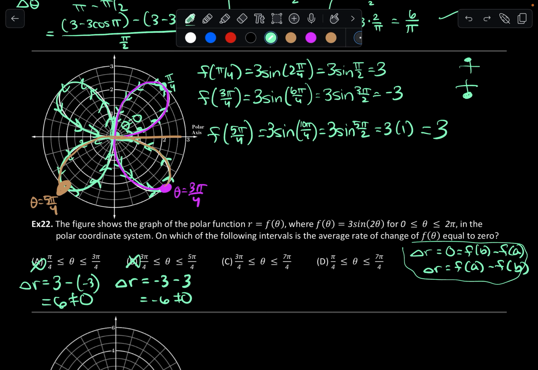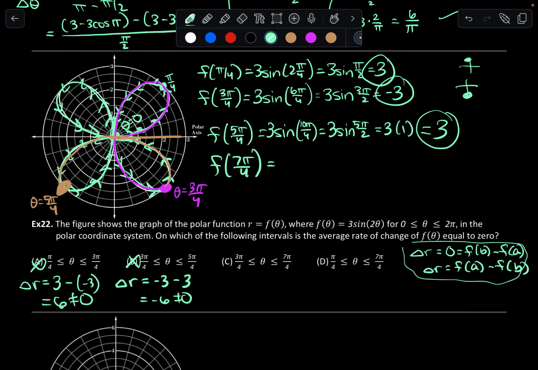Okay, now we have 3 pi over 4 to 7 pi over 4. We know f of 3 pi over 4, but let's find f of 7 pi over 4. Again, there is a pattern. I see positive 3 for pi over 4, negative 3 for 3 pi over 4. I see positive 3 for 5 pi over 4.